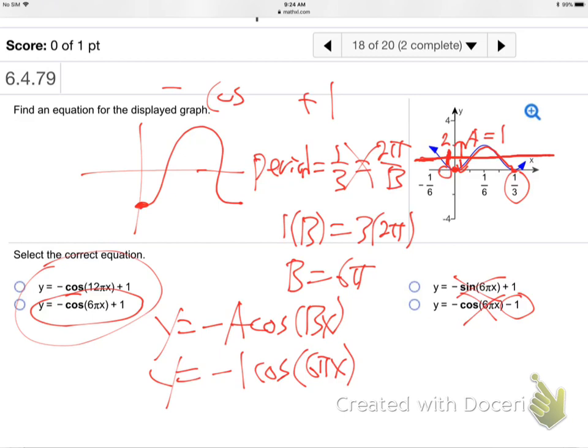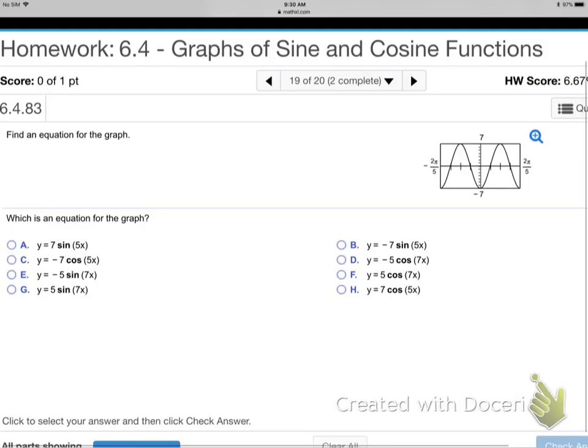All right. I think this one's super easy. Yeah. Try that one.